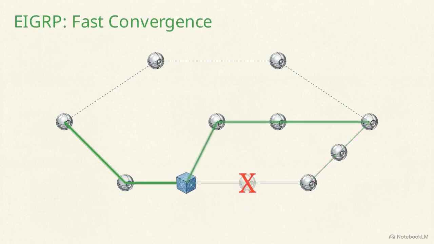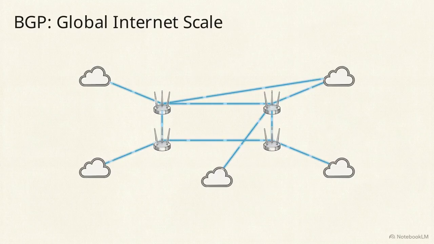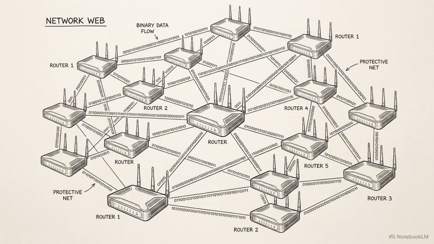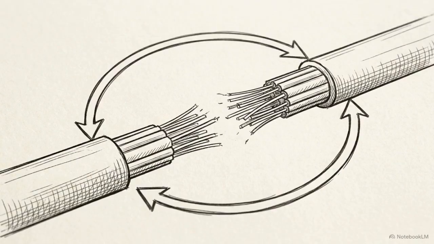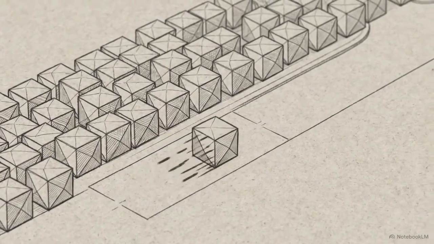OSPF abandons simple hop counts to calculate the absolute shortest physical path. Meanwhile, Cisco's EIGRP protocol is optimized to calculate these routes with extremely fast convergence. At the highest tier is BGP, or Border Gateway Protocol. This is the massive overarching language used by internet service providers to handle routing across the entire global internet. Because these dynamic protocols allow routers to constantly share information, the internet can automatically heal itself, instantly rerouting data around severe congestion or sudden hardware failures.